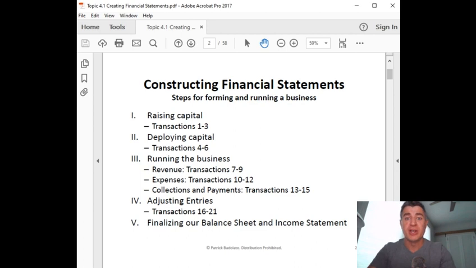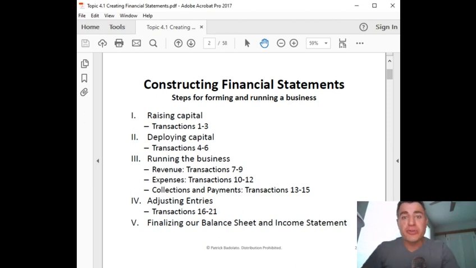And then running the business. And so I broke that into 3 categories. We're going to talk about earning revenue through conducting our business, incurring and recording expenses. Those will be transactions 10 through 12. You can see all my transactions here. And then additional factors like collection from customers and payments of bills and other things like that. In many ways, these 3 in the middle there are the routine transactions we're going to engage in running our business.